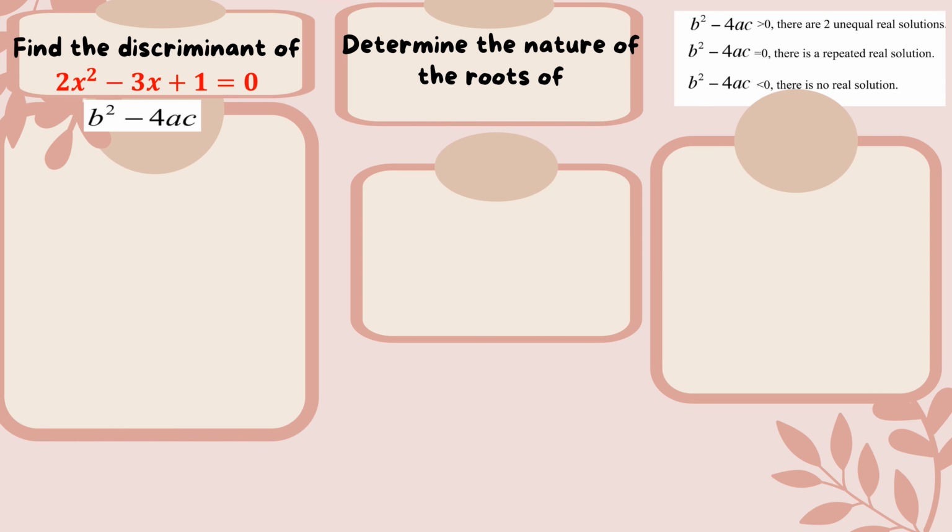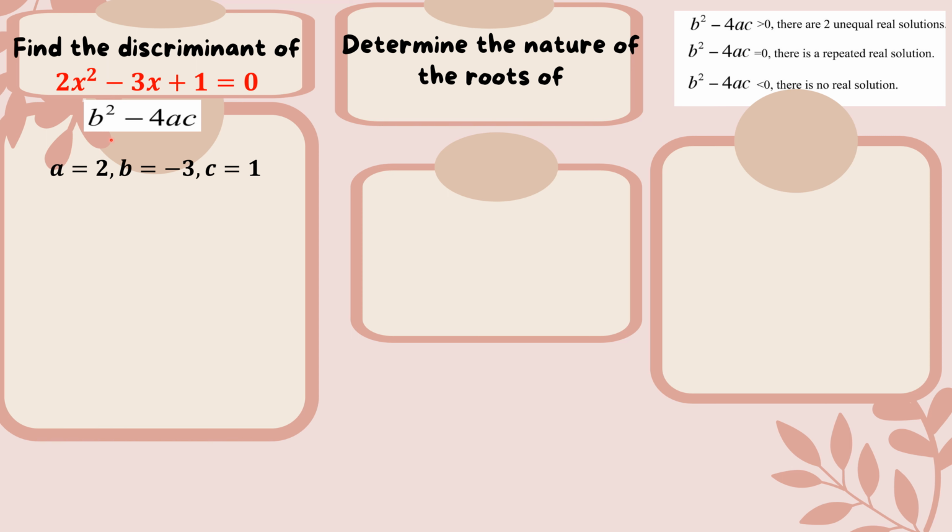Okay, so let us try this example. Find the discriminant of 2x squared minus 3x plus 1 is equal to 0. In finding the discriminant of a quadratic equation, the first thing to do is to set the equation into its standard form. And this is already in standard form, no? 2x squared minus 3x plus 1 is equal to 0. And for that, we can now get the values of a, b, and c.